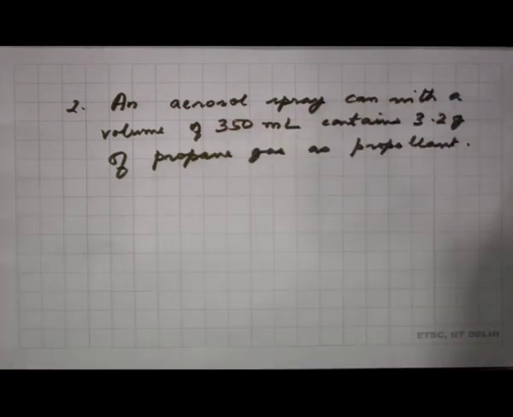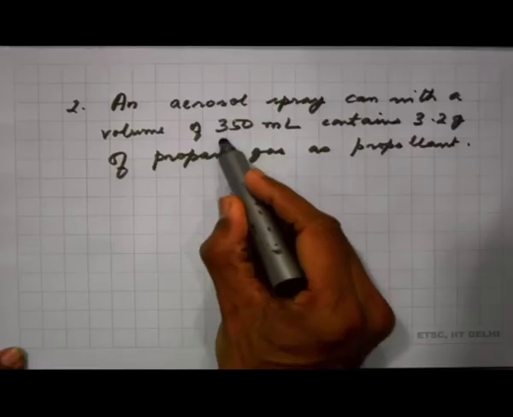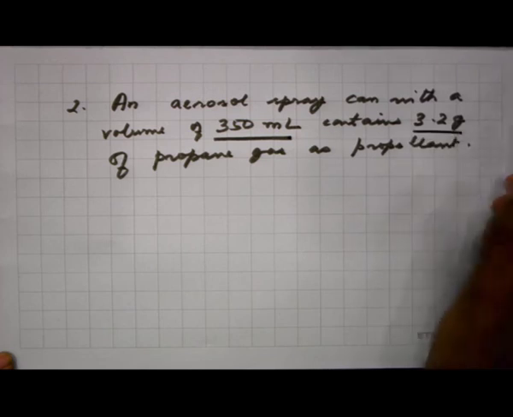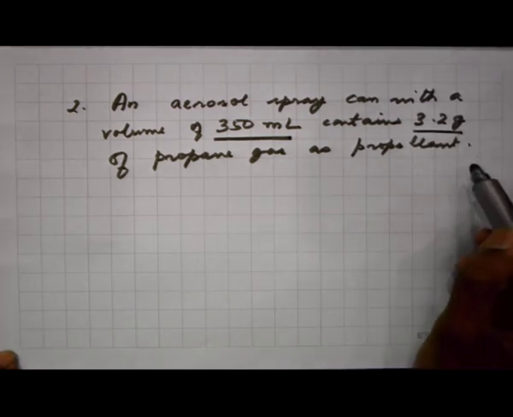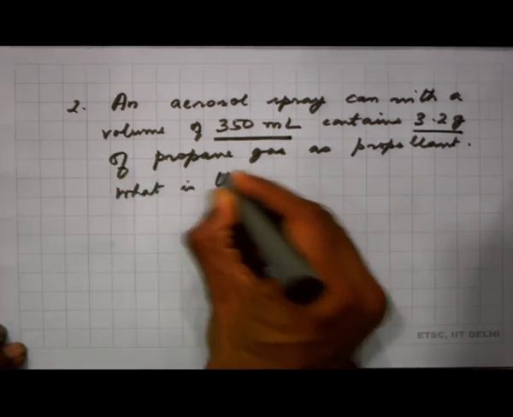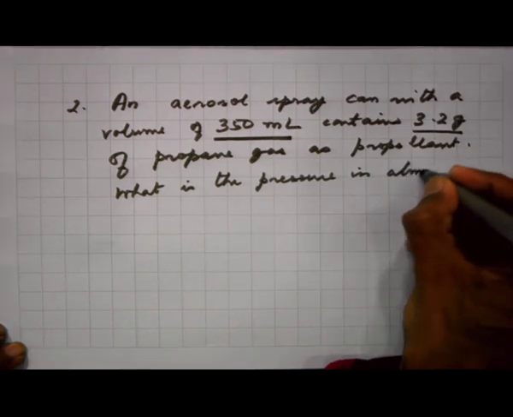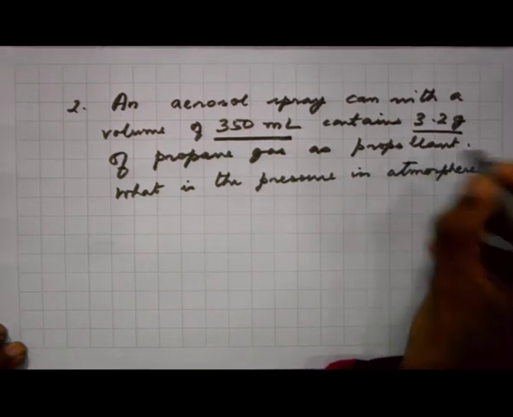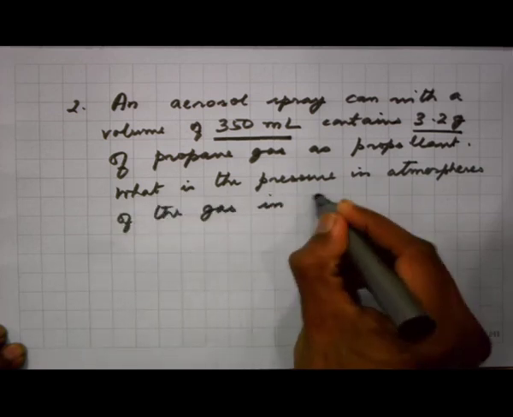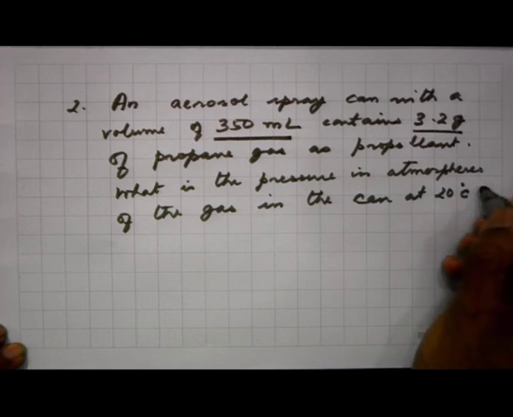So, whatever you have in that aerosol spray, if you want to get it out, you need to have a gas which will propel it out, and so that is what it is. So, this is the volume of the aerosol spray, and it contains 3.2 grams of propane gas, and we are asked what is the pressure in atmospheres of the gas in the can at 20 degrees Celsius.